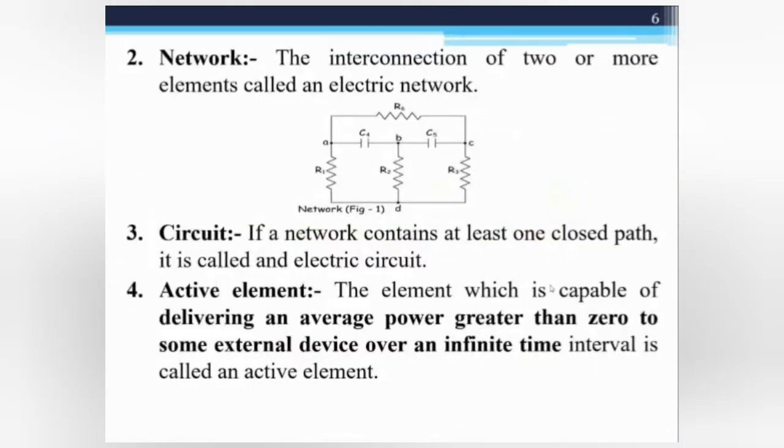The second definition is network. The interconnection of two or more elements is called an electrical network. So here this is your complete network figure. A number of elements are connected, therefore it is called an electrical network. The third definition is circuit. If a network contains at least one closed path, it is called an electrical circuit. This is your closed path. It is also called a loop. So this is your circuit.